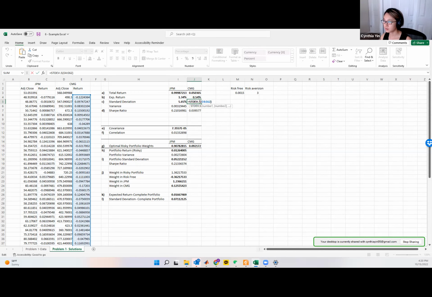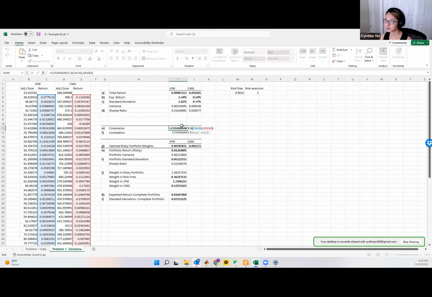Chipotle, exact same thing, same formula, just a different data input. And the variance is going to be the standard deviation squared. Same, standard deviation squared. And Sharpe ratio is the expected return minus the risk-free rate given here, divided by the standard deviation, just following the formula that we covered in class. Sharpe ratio of Chipotle, same thing.